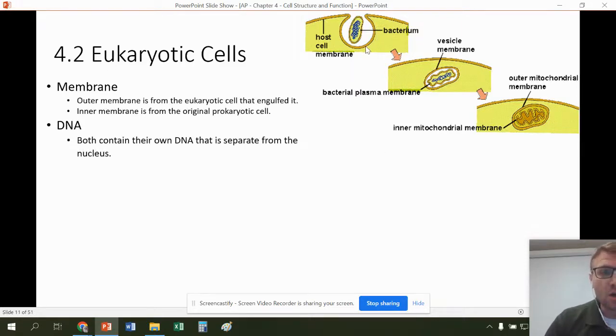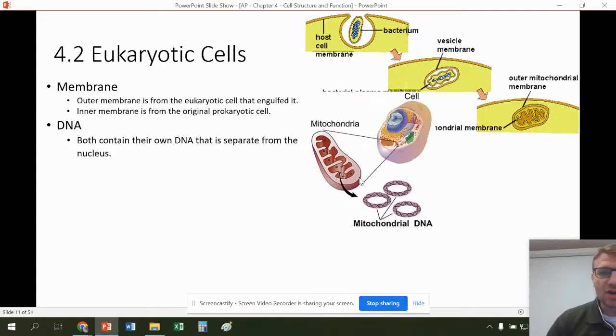The outer membrane more resembles their eukaryotic membrane. The inner one resembles more of a prokaryotic membrane. That's because, again, you can see the outer membrane enclosing this inner membrane. So they have two membranes.